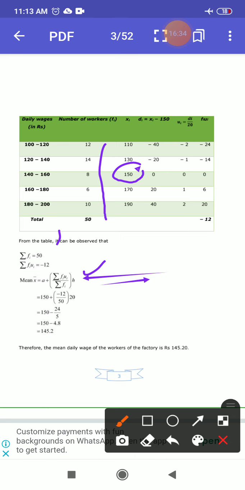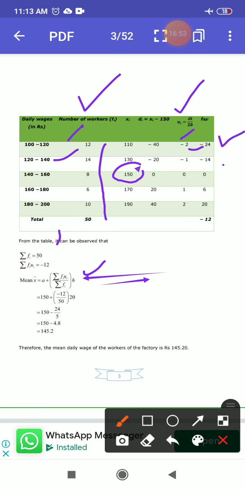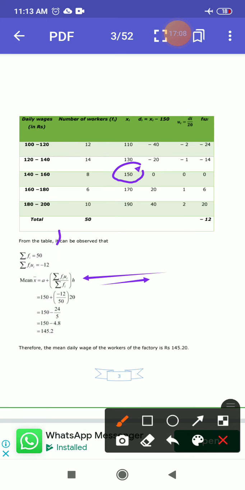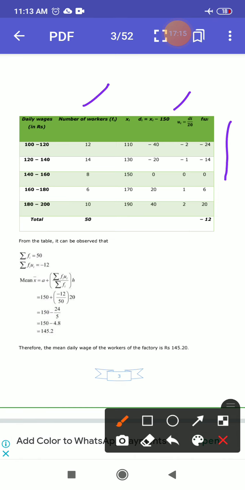We can calculate fi from here, and if we add these, fi will also come out. But what we do not have is fi ui in the summation. So what will we do? We will multiply this ui with this fi. So see, 12 into minus 2 means minus 24, 14 into minus 1 means minus 14, 8 into 0 means 0, 6 into 1 means 6, and 10 into 2 means 20. So by this way you have to calculate fi ui. You only have to multiply ui with fi, then calculate fi ui, and then sum these things.